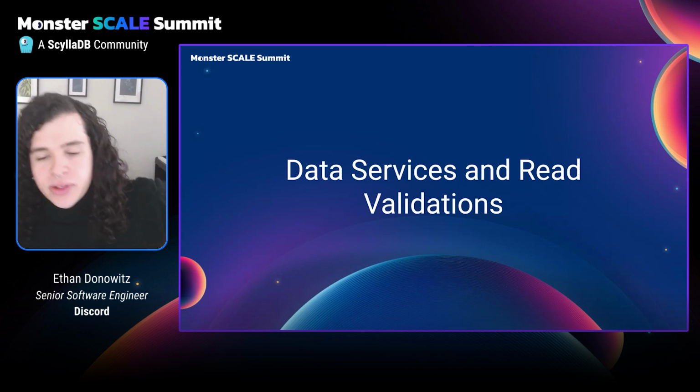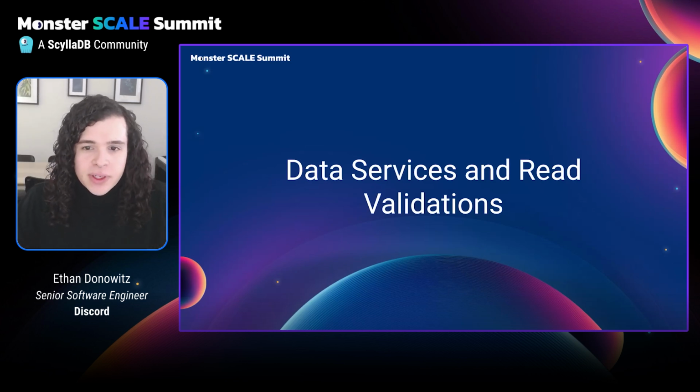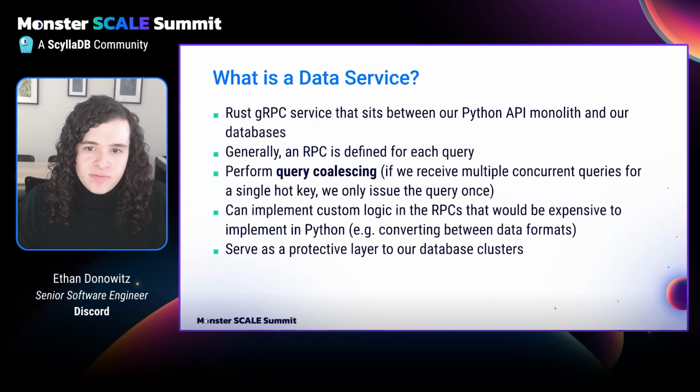So now that we have our shadow cluster set up, we're going to shift our focus to what we call data services and how we use them to perform read validations against the shadow cluster. So what's a data service? Well, it's a Rust gRPC service that sits between our Python API monolith and our databases.